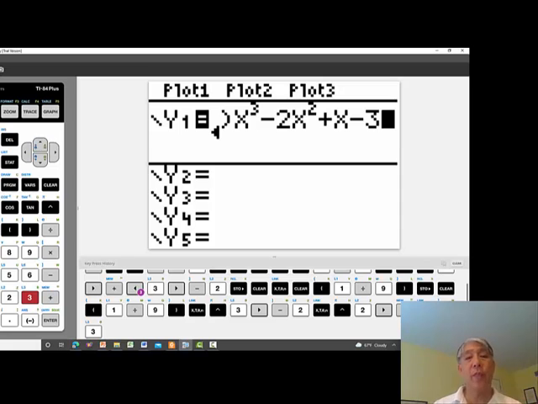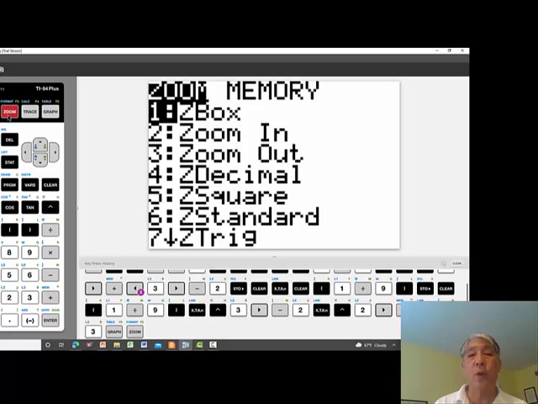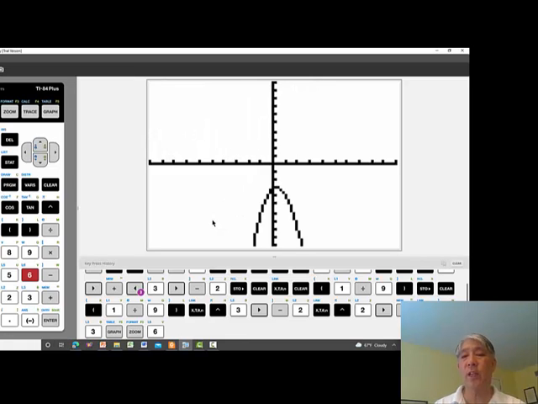Okay, so there's where I enter the function. And when I want to graph it, I would just hit the graph function. Right now my zoom is off, so I can't actually see the function. So what I would want to do is hit zoom and then 6 for standard. It'll zoom out to a standard view of the function. And so this is what I see when I do that.